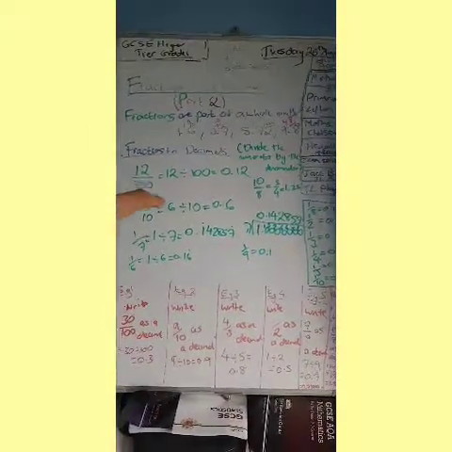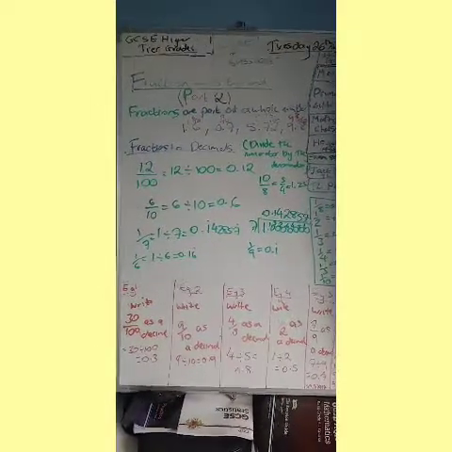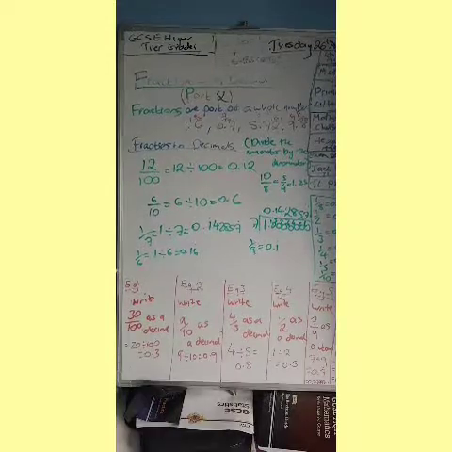Right guys, 6 tenths. So 6 over 10. 6 divided by 10 is 0.6. Dividing by 10 means that I move 1 place to the left.